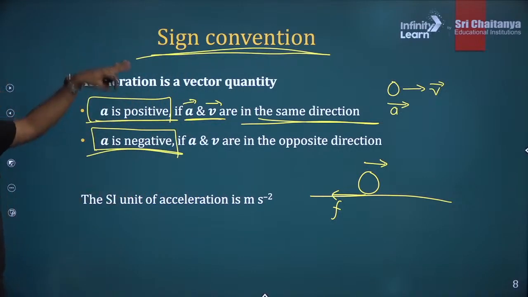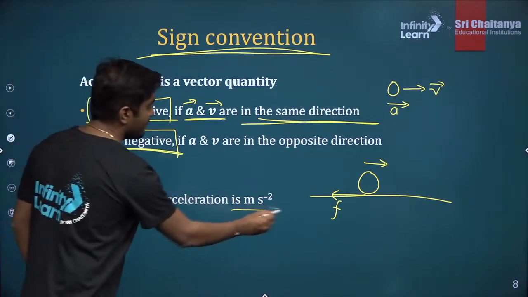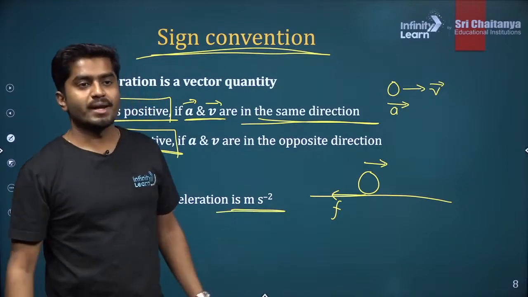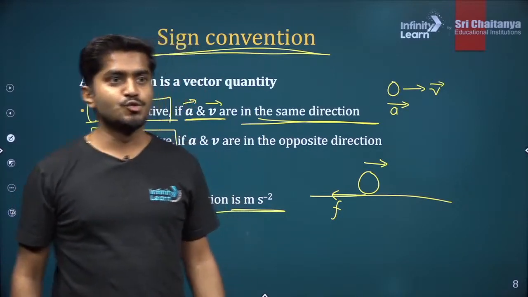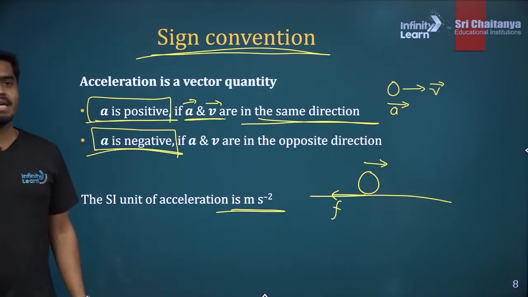And for all of these, it can be positive, negative, 0. The SI unit is meter per second square, or meter second raised to minus 2. Clear? Easy, right? Easy?